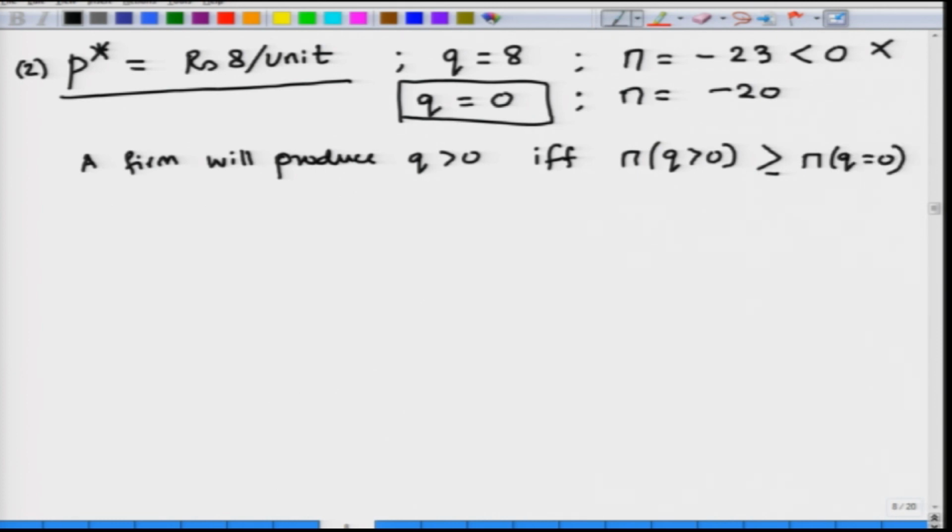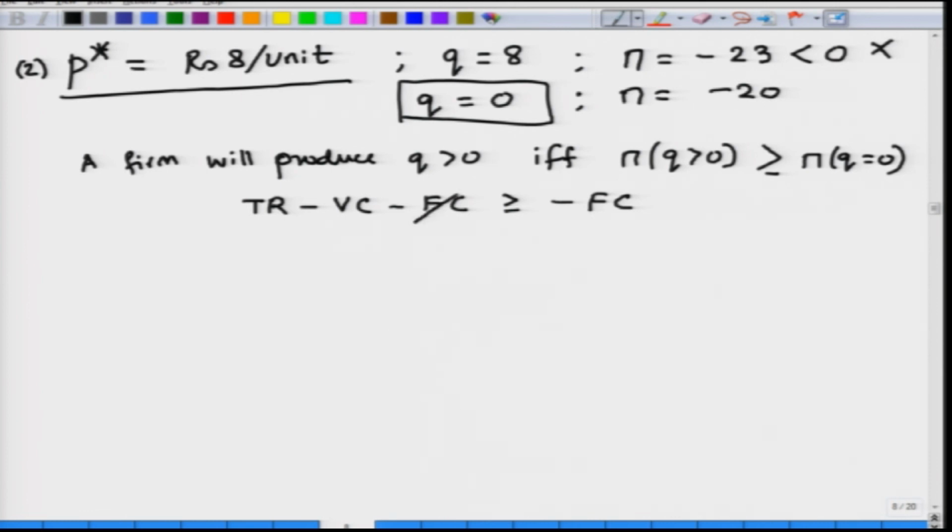So, if by producing some positive quantity of output my profit turns out to be lower than the profit that I would get by not producing at all, then why should the firm produce? Now, let us do a little bit of algebra. So, this means the total revenue minus the variable cost minus the fixed cost, I am suppressing the Q for total revenue and variable cost, is greater than or equal to the profit that the firm gets when Q is 0. Well, when Q is 0, the profit is essentially minus the fixed cost.